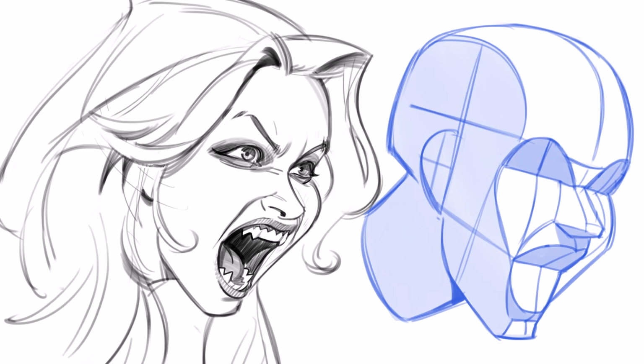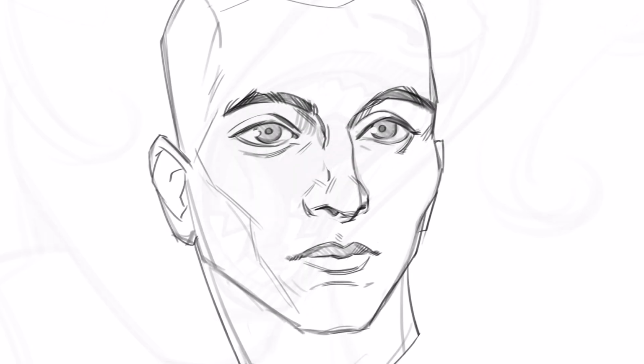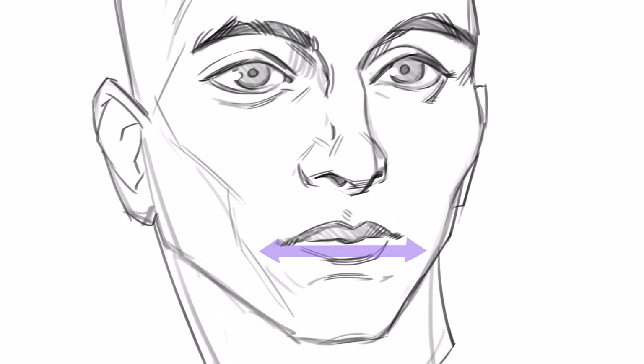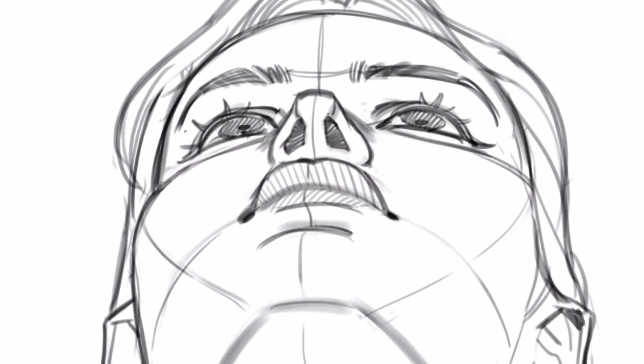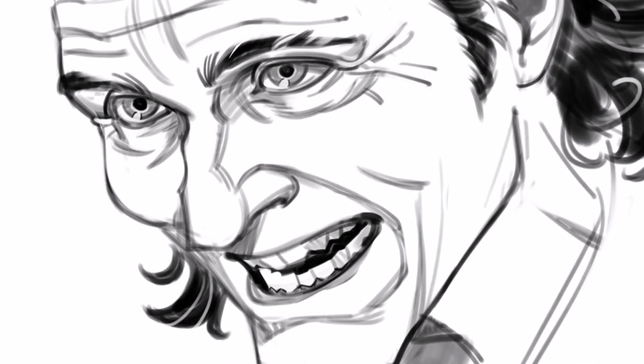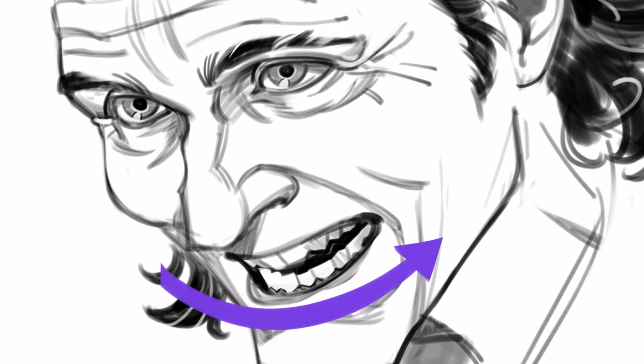Let's take a specific example of a facial feature that follows the contour of the face: the mouth. When looking at the face from the front, the mouth appears relatively flat. But from below, you can clearly see it curves around, with the upper lip usually overlapping the lower one. From a 3/4 view, it's less apparent, but it's definitely there.